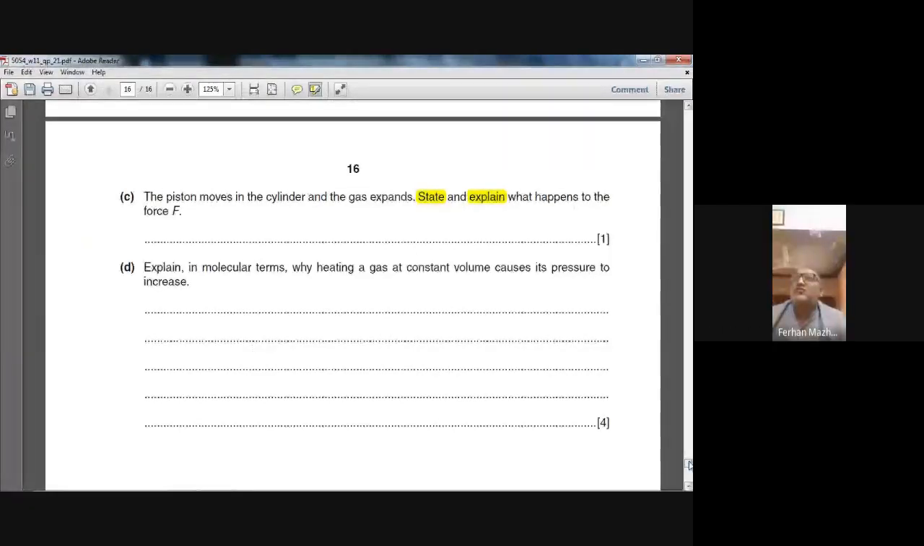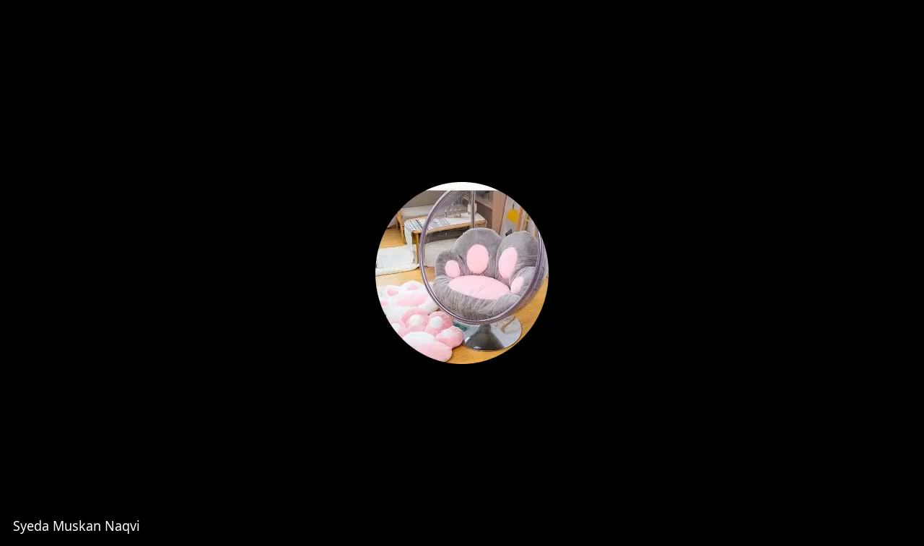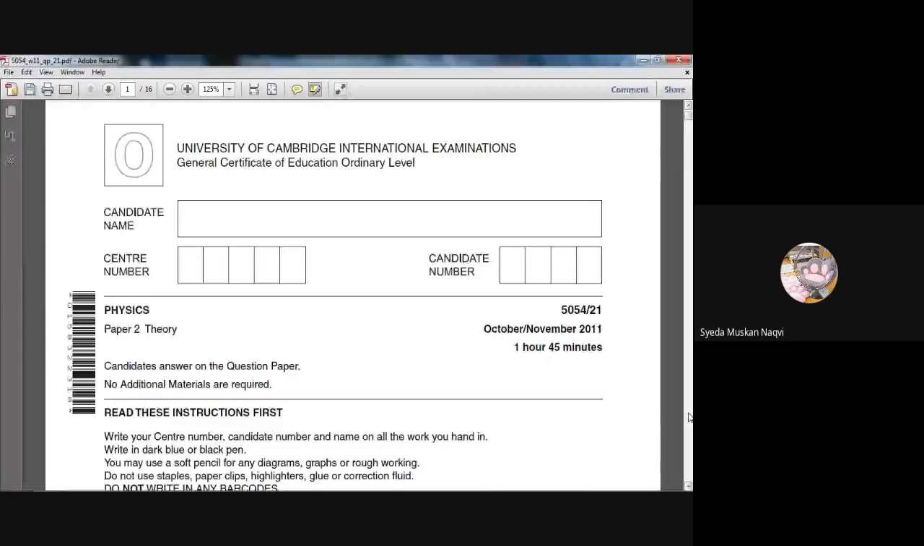So what did you say? I have written that molecules of gas move randomly and collide with the walls of the container. As temperature increases, kinetic energy also increases and molecules collide more frequently and exert more force on the walls of the container. Yes. The molecules collide more frequently with the walls of the container and they exert larger force. That's why the pressure will increase. Good, good. It's a 4-mark question, and this question comes again and again in the papers.